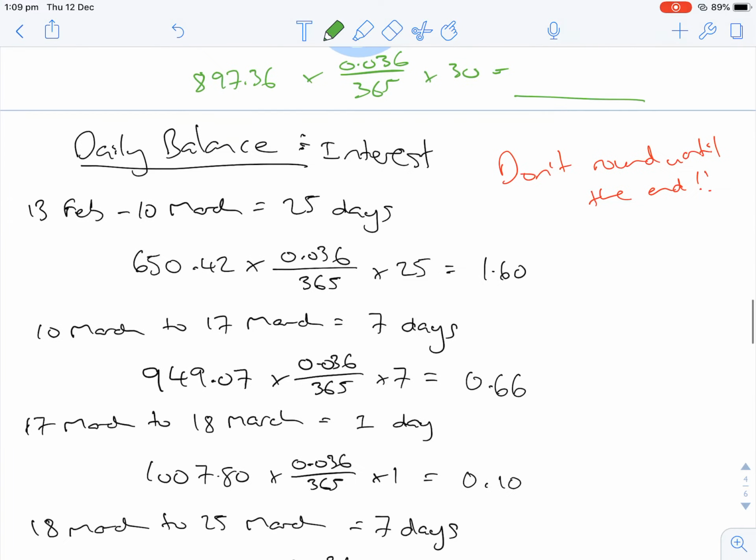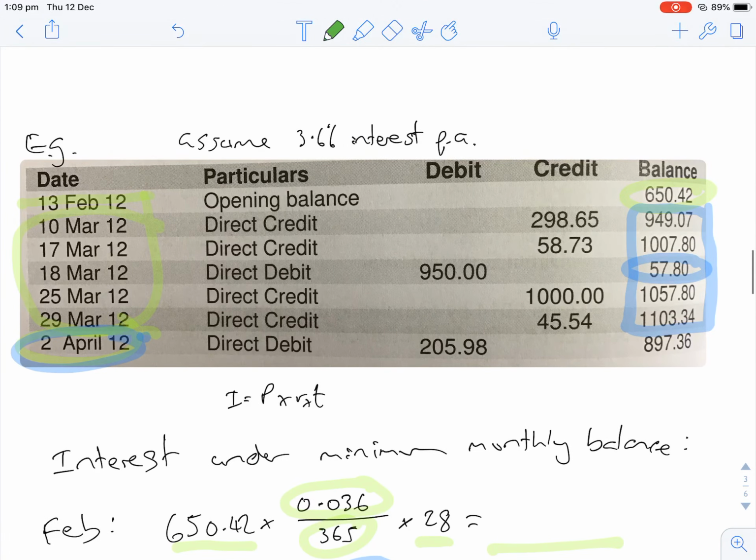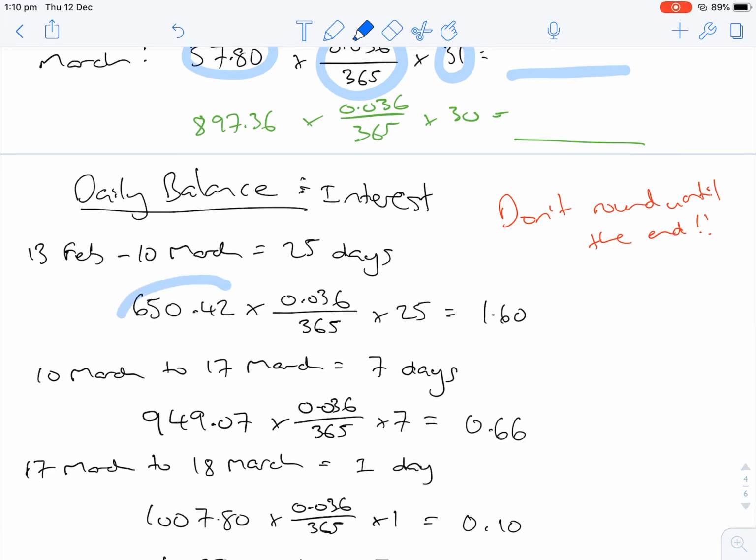Now, if I was doing a daily balance, then basically it's the same, but it's a lot more painful because we've got to calculate the interest every time there's a change in the balance of this account. So our initial principal, our opening balance, is 650, and that occurs between the 13th of February and the 10th of March.